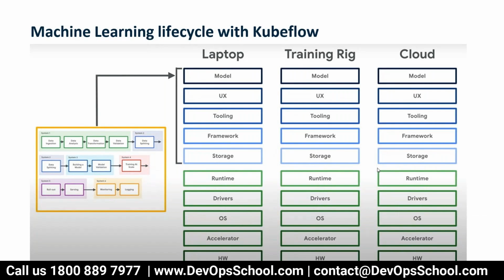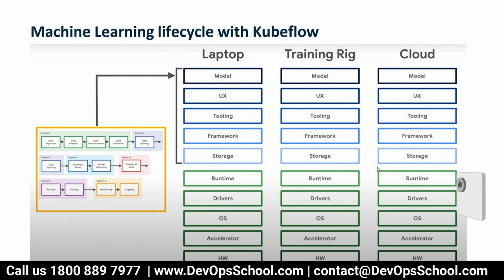So what do you need? You need a model, you need a UX, you need ML tooling, tools, frameworks, you need storage, you need a runtime with CPU, RAM and all. You need many drivers, operating system and hardware. And you need this in your laptop, training environment and cloud. So you can say three environments. On the laptop we just write algorithms to test a few models, a few algorithms, a few cases, and then we run at a large scale in the training environment, and then make it live in the cloud.